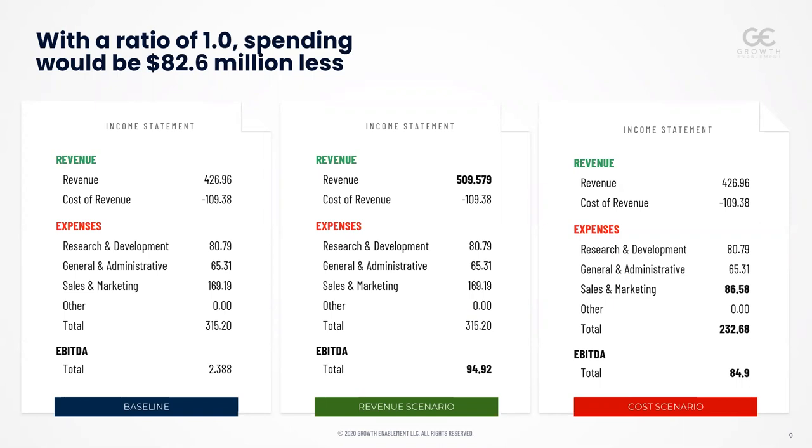Now, the thing that I'd like to highlight for you, all of our companies are concerned with EBITDA. And if you look at their baseline, their EBITDA is $2.3 million. If we pocketed all of that cost savings, the increase of EBITDA from 2.3 million to 84.9 million is a huge, huge impact. Now, obviously, you don't have to pocket or move all of the spending directly to margins. You can reinvest it. This is just illustrative of how getting your costs in order matters.